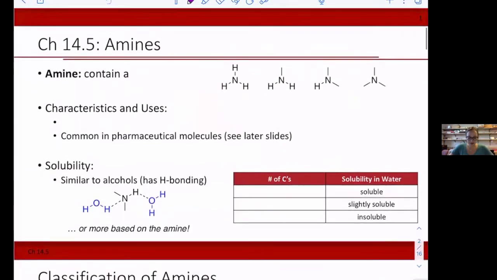So this first section we're talking about is amines. An amine is a functional group that contains a nitrogen, and where everything around it is either a carbon or a hydrogen. The one caveat to this is that if there's a carbonyl next to the nitrogen, then it's an amide, which we'll talk about in section 6.